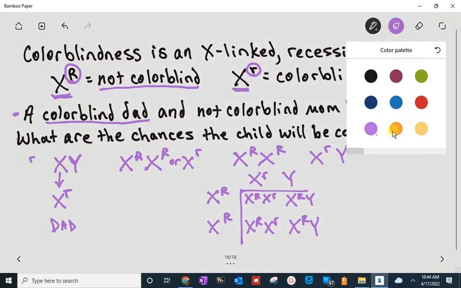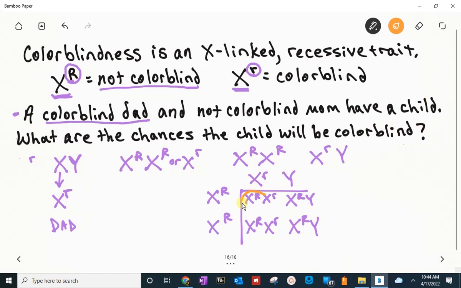Well, if you look at all of these, this dominant R and recessive r, that means they're not going to be colorblind because we have that dominant R in there for no colorblindness. And then on this one, we have a dominant R for not colorblind and just a Y. So the Y just doesn't even enter into it. The Y doesn't matter because the Y doesn't have the gene one way or the other on it. So this is also going to be not colorblind.